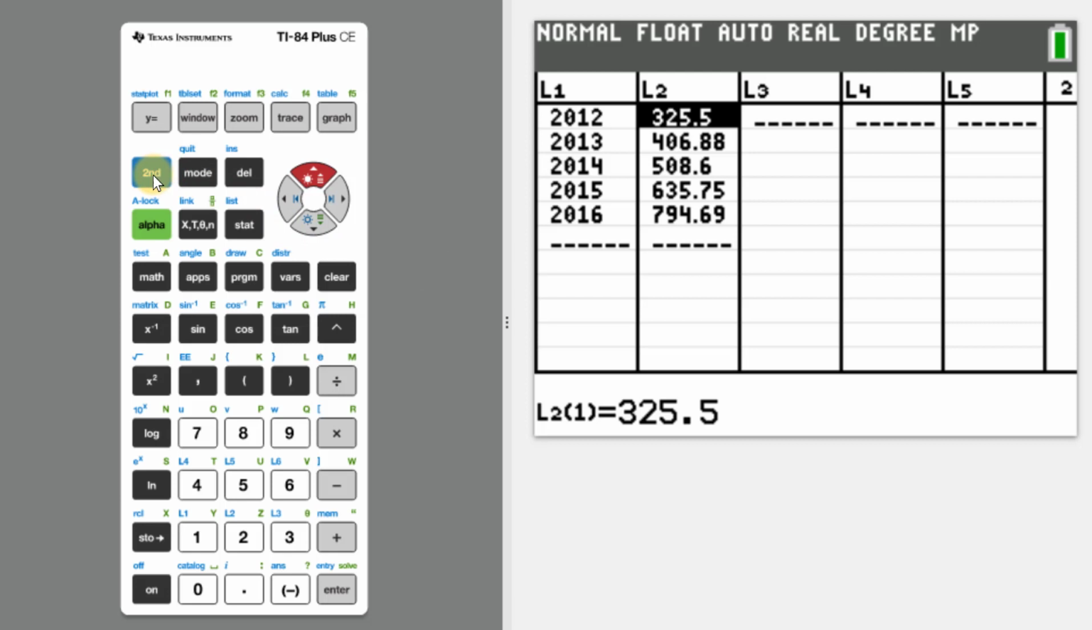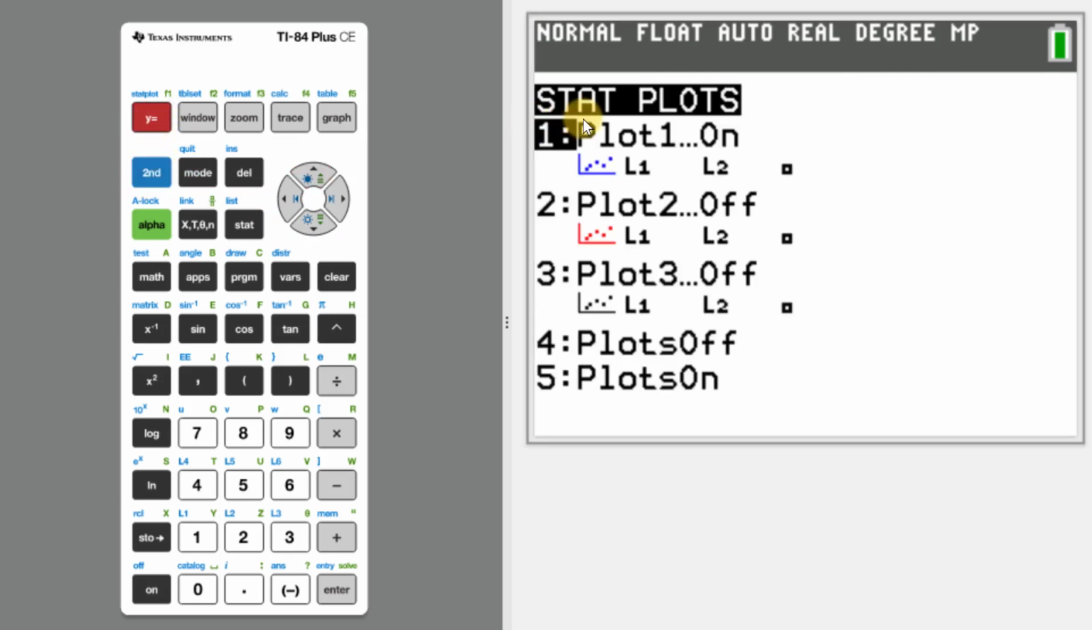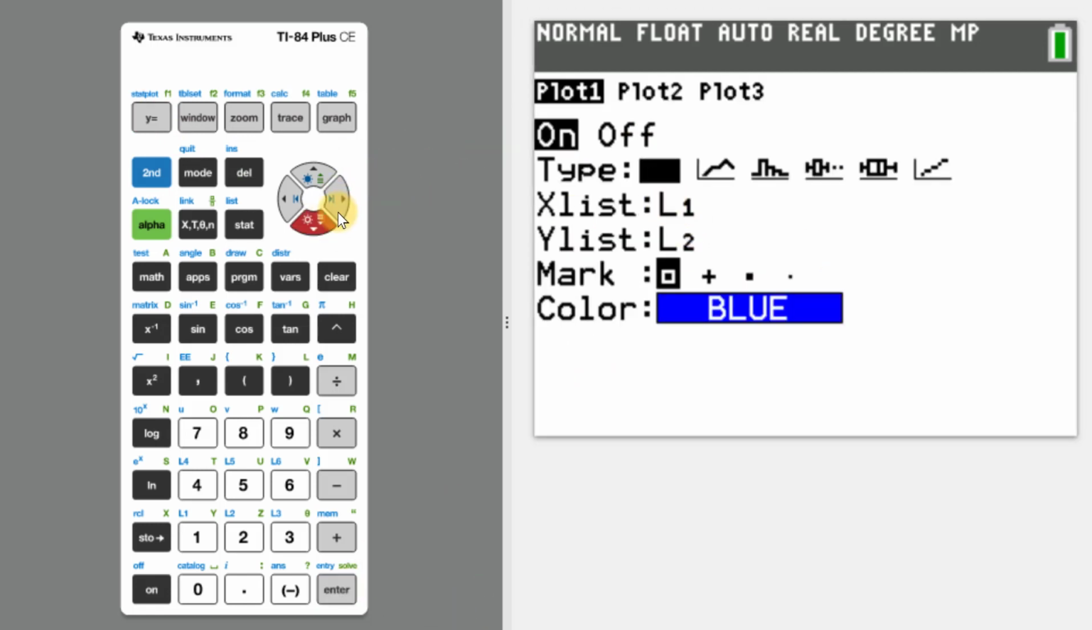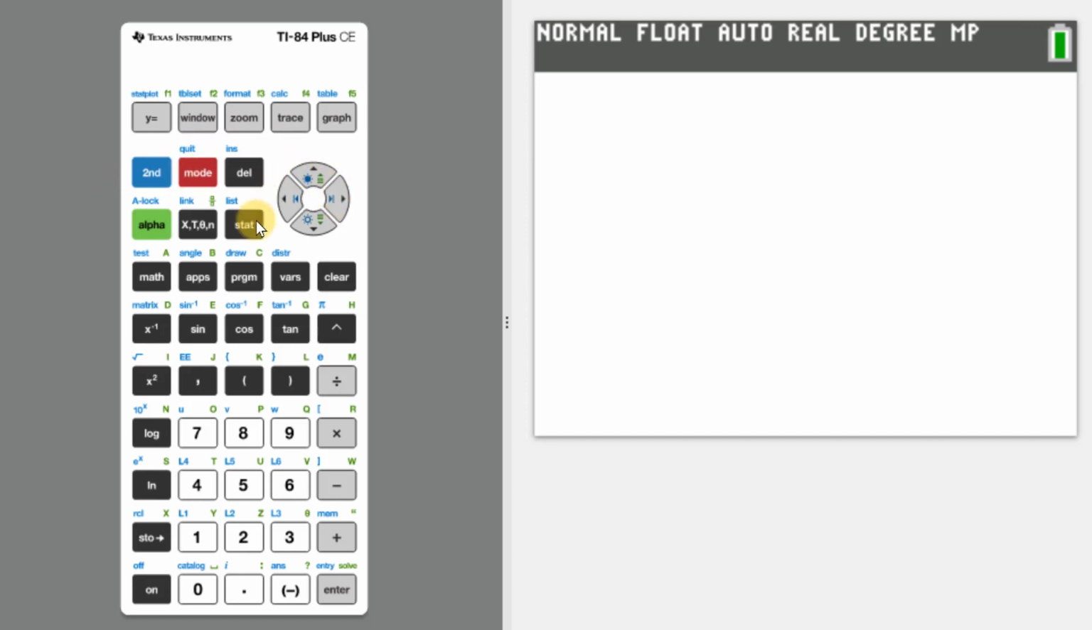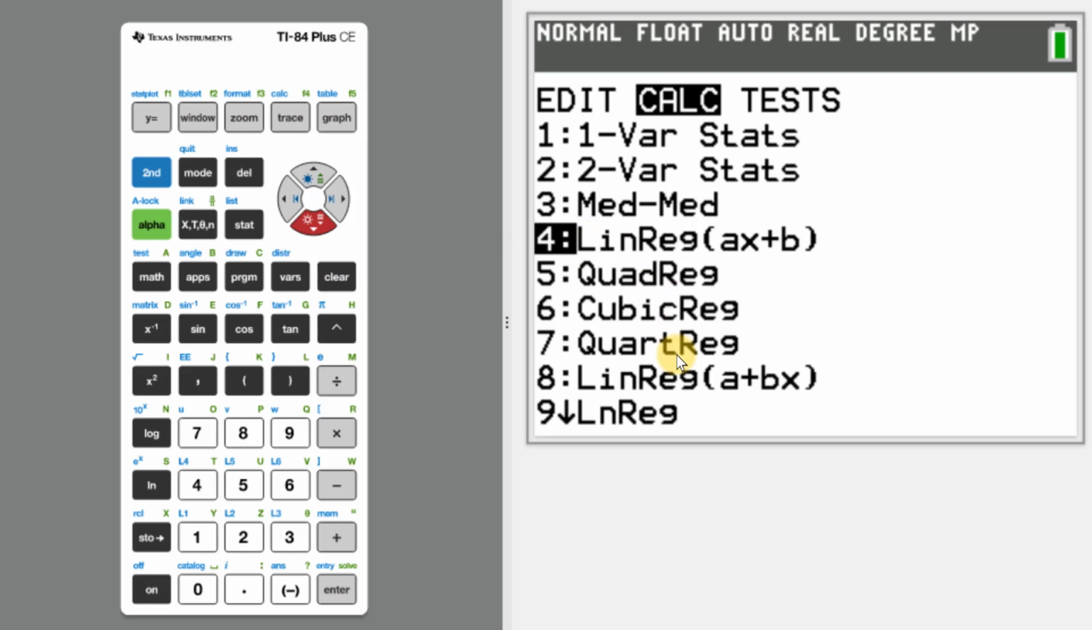Now, this is important. You want to make sure that you hit second and Y equals, for stat plots. You want to make sure that this is on. If it's off, then you're going to want to make sure that it is on. Ours is on, so we're good to go. So we can come back to our home screen. We're going to go Stat, come over to Calc, and then come down here to where we can find all of our regressions.